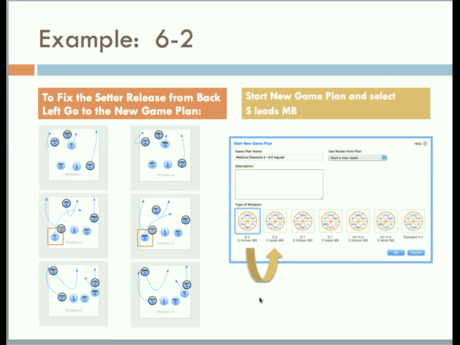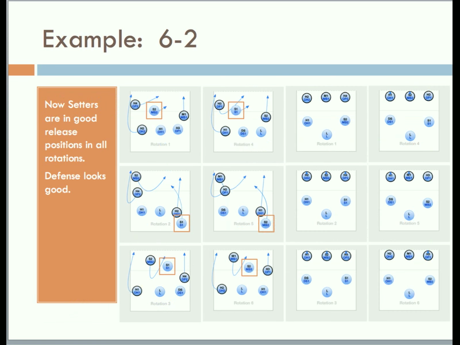Well, in Rotate 1, 2, 3, you have a few options, and in 6-2 you can have the setter following the middle blocker or the setter leading the middle blocker. We'll swap to this mode here and see what happens. Through that simple switch, now the setter is in a better position. She can stack forward with the other hitter, and then we'll have the three good passers back here. In addition, of course, nothing's changed on the defensive side.